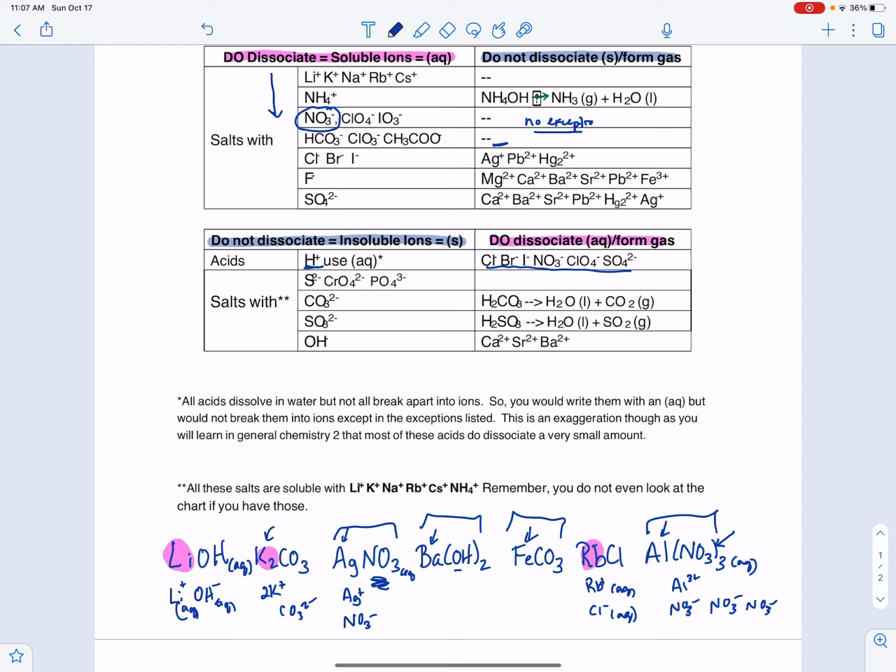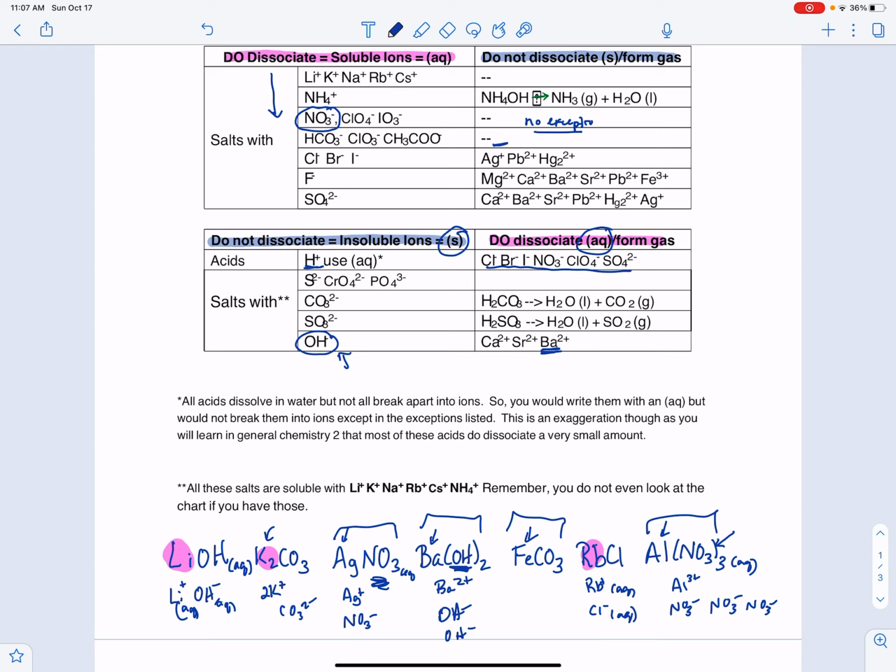So we're going to look for an OH group. So here's our OH group, and you'll notice, oh, normally this would be insoluble and you'd write an s, but this barium is in the soluble section. So this one also breaks apart. It has an OH minus, and there's 2 of them.